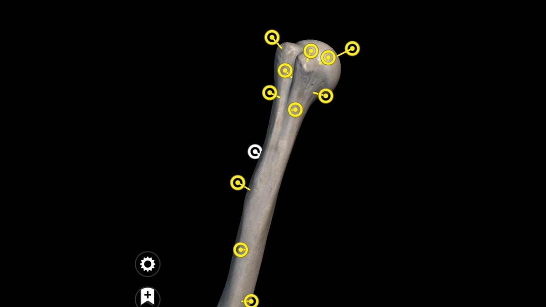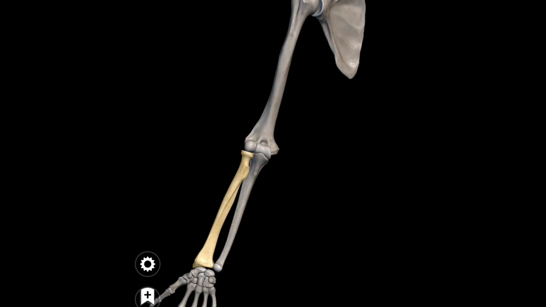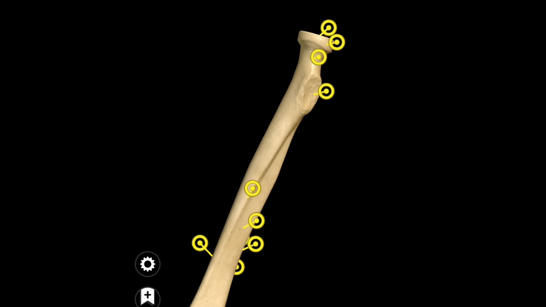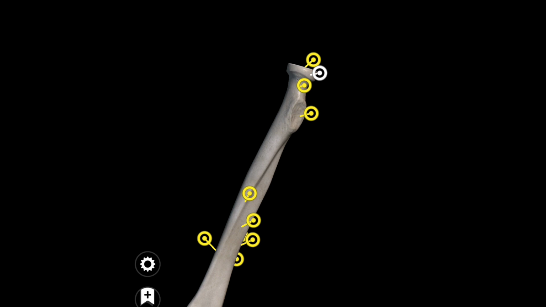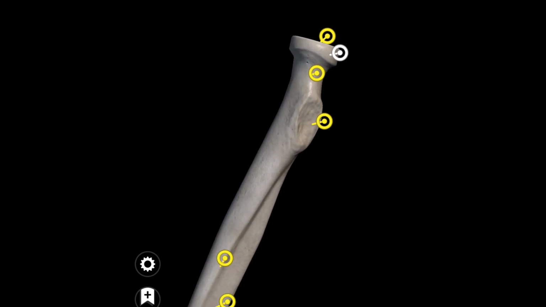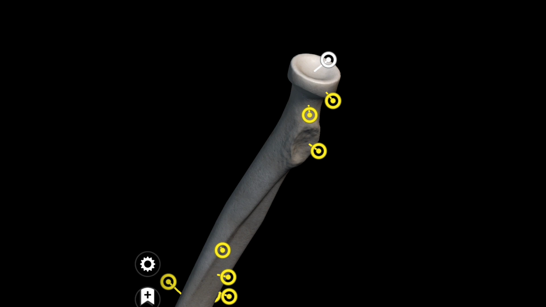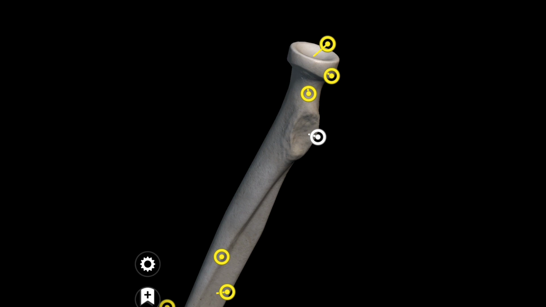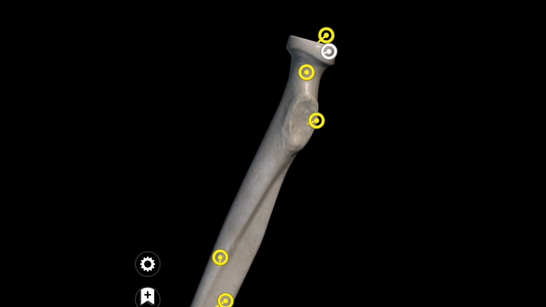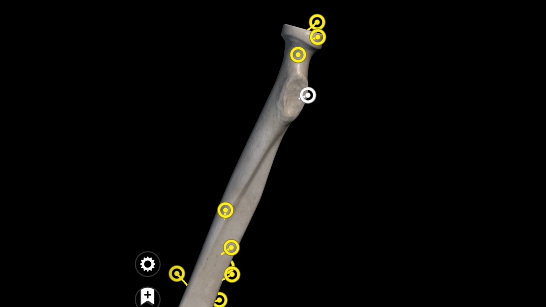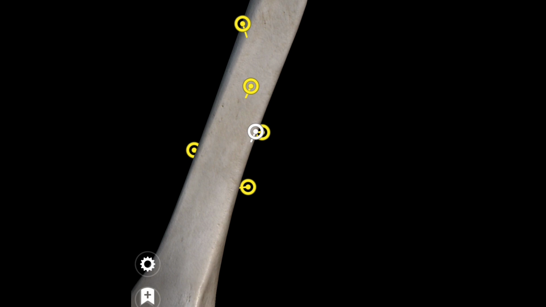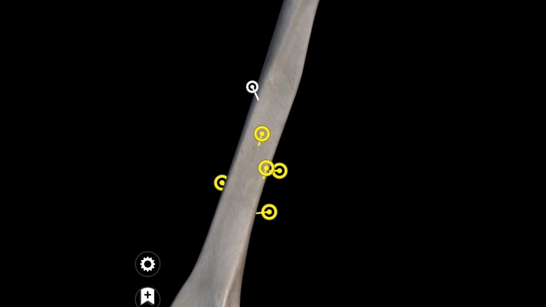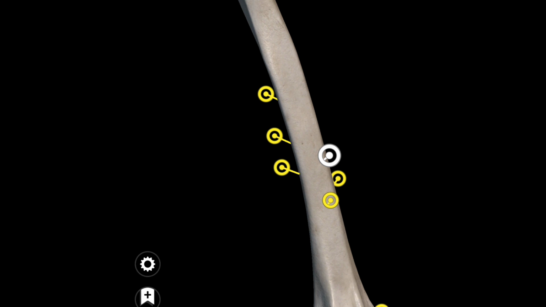Now come back to the radius. On the radius, this is the head of the radius. In the head of the radius you can see the articular fovea. Here is the neck of the radius, here is the radial tuberosity. Now you can see the anterior border, the interosseous border, and the posterior border.